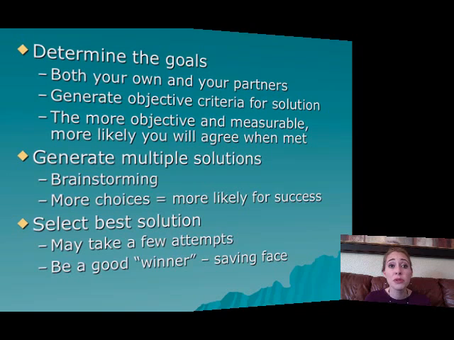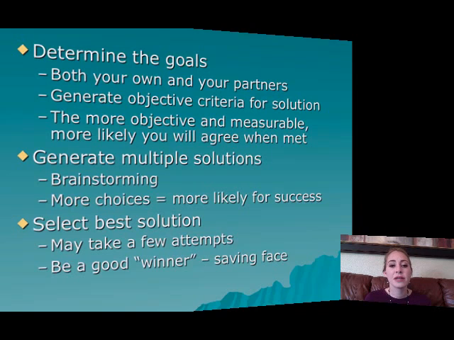Come up with multiple solutions. That's also helpful. Brainstorm with the other person. And the more choices you have, the more likely you are for success. One of my mom's favorite phrases, and she says it pretty consistently, is, if you continue to do the same thing you've always done, you'll continue to get the same results. So I think about that when I think about this concept. If you have more choices, the more likely you are to be successful. Don't be a prisoner of one choice. Give yourself more opportunities to succeed.